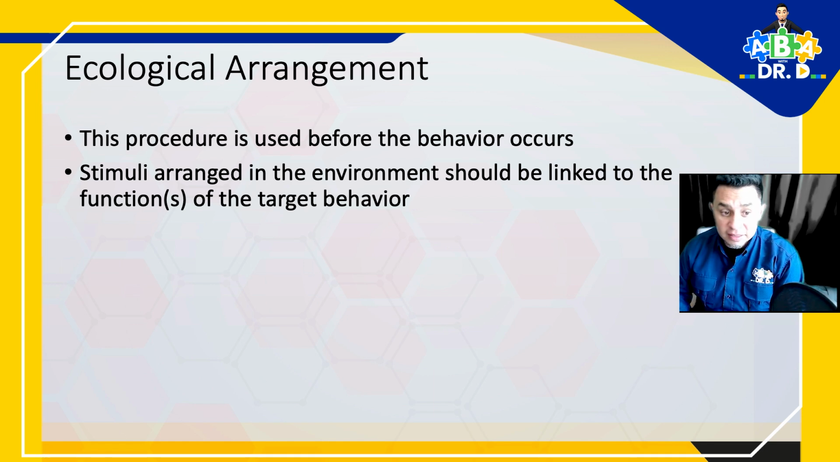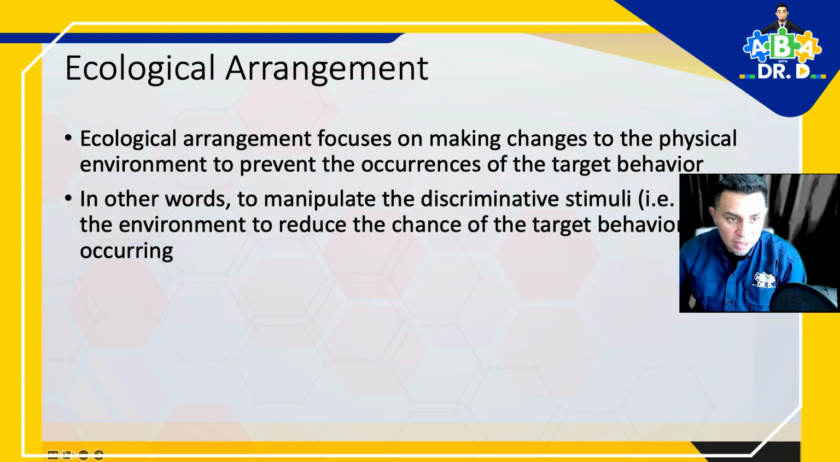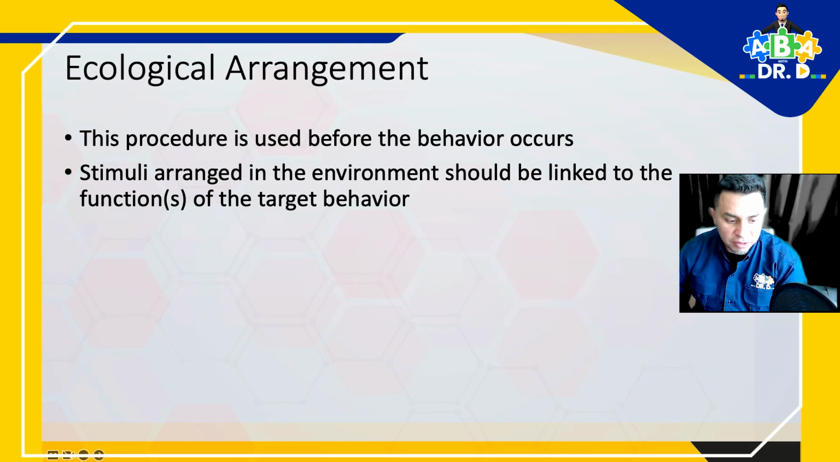We talked about that, and then stimuli arranged in the environment should be linked to the function of the target behavior. That's a really important thing, because if we are just randomly arranging the environment and it's not making any kind of adjustment for that particular function or response class we're looking at, then it's not really going to matter. So at the end of the day, it's really important to do a thorough assessment, identify those functions of behavior, and then identify which specific ecological arrangement we are going to make to address the behavior, okay?